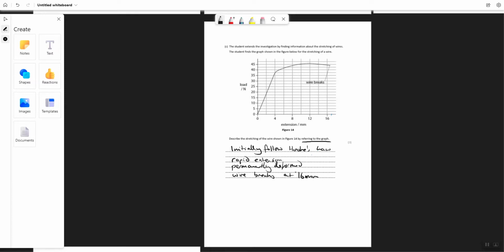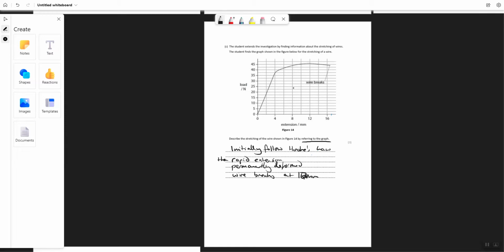about 16 millimeters. So initially following Hooke's law, we then get rapid extension, because this is where it's permanently deformed, and you get the wire breaking at just over 16 millimeters. Actually, it's probably about 17 millimeters.